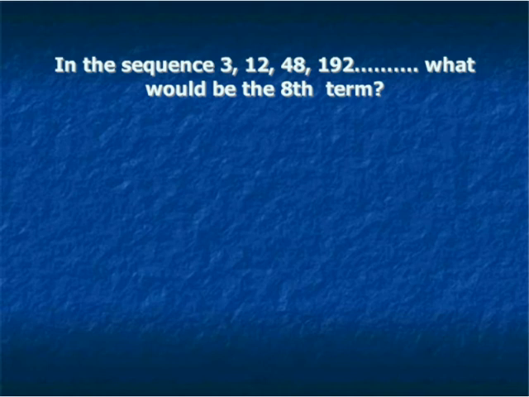Well, first we have to determine the ratio. 12 divided by 3 is 4. 48 divided by 12 is 4. 192 divided by 48 is 4. So our ratio is 4.